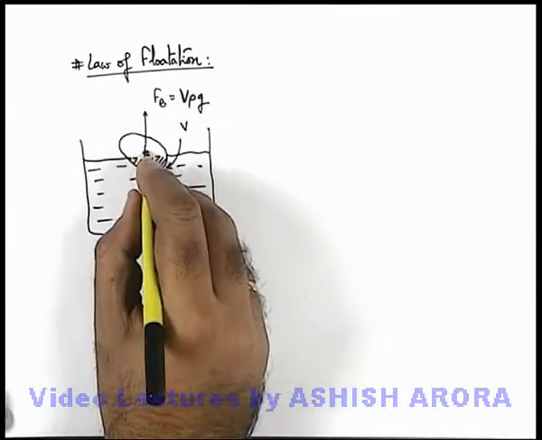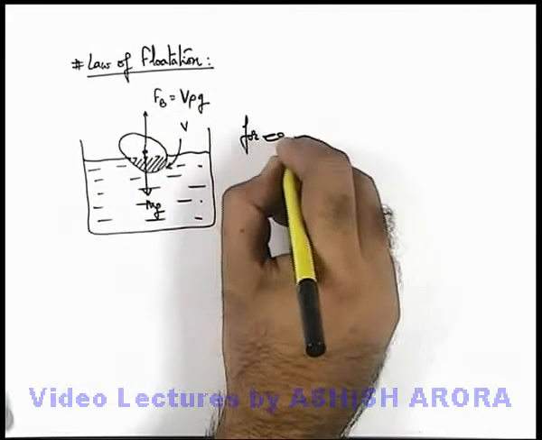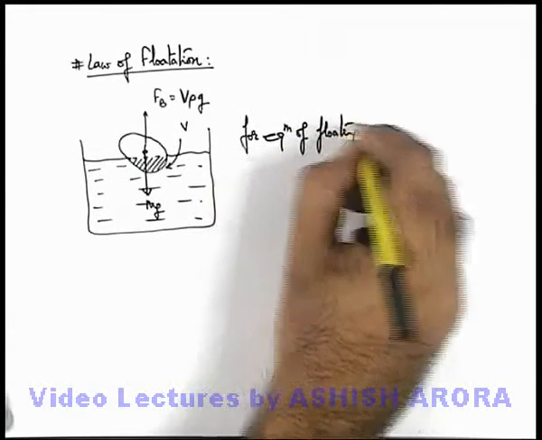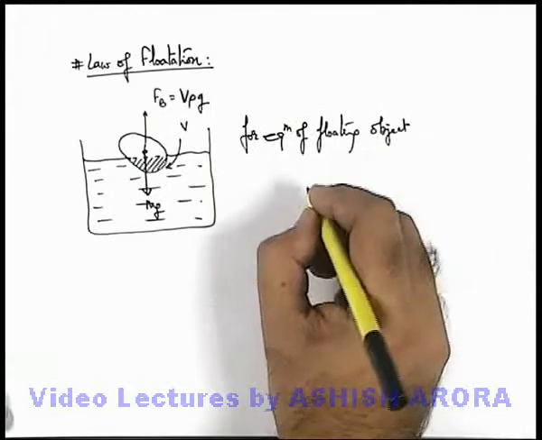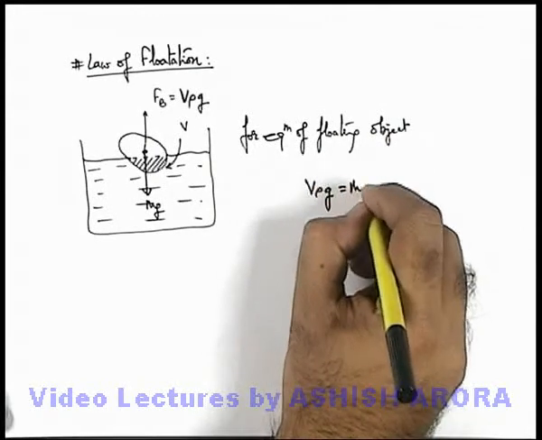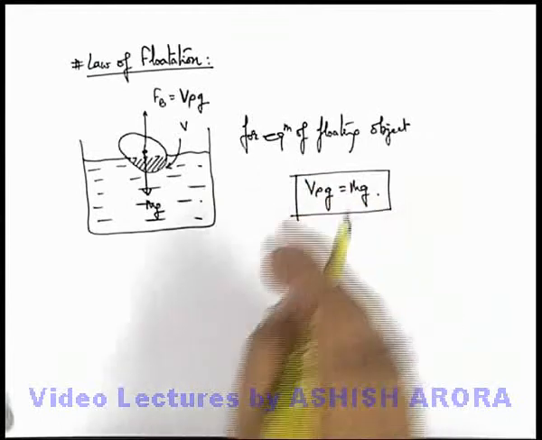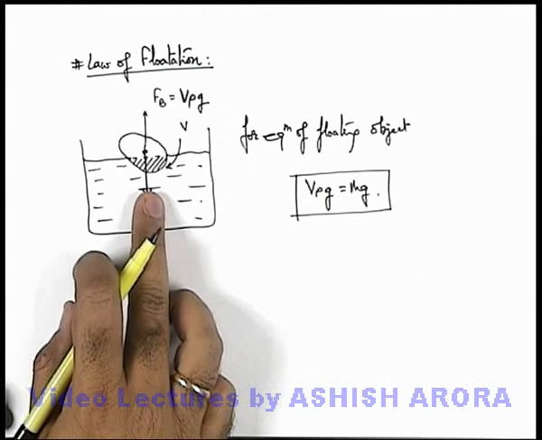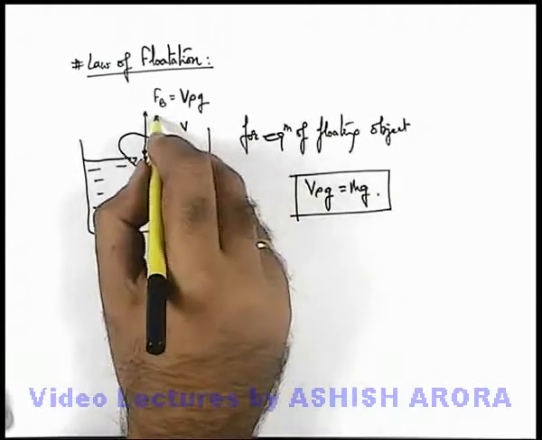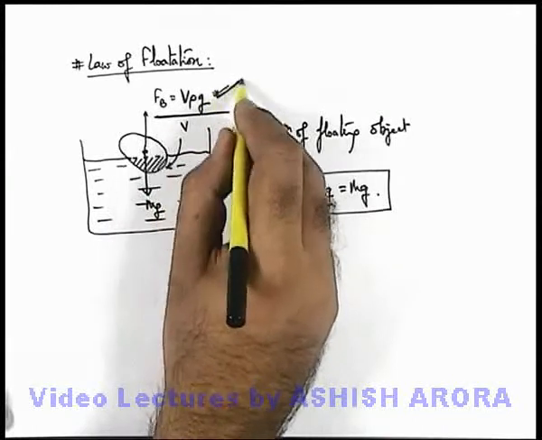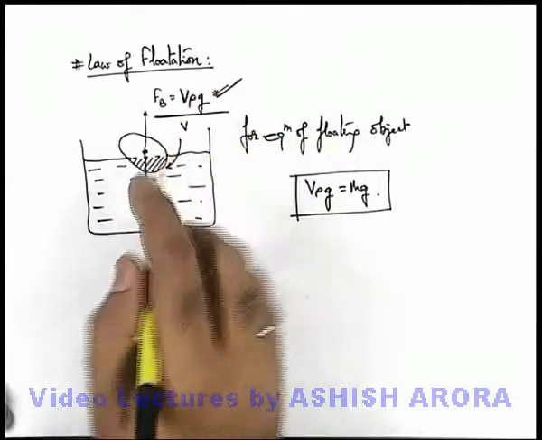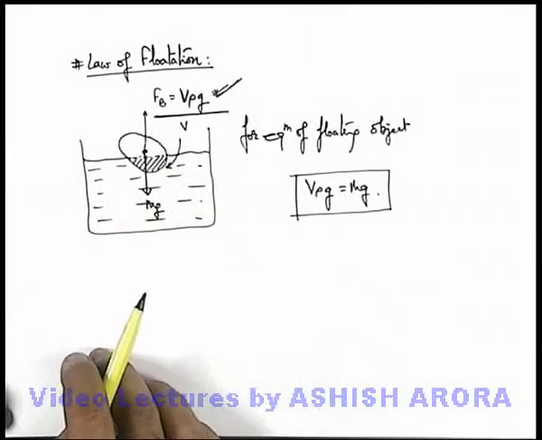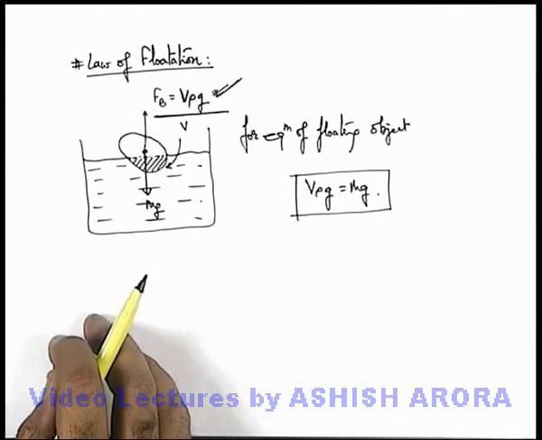If we draw the free body diagram, for equilibrium of the floating object, we can directly write that V rho G must be equal to mg. Or we can state the net buoyant force acting on the body has to balance the total weight of the object. And you can see here also, in buoyant force we are using the expression V rho G, where V is the volume of liquid displaced. In this situation, it is the volume of the object which is submerged in the floating situation. This is how the law of flotation is defined.